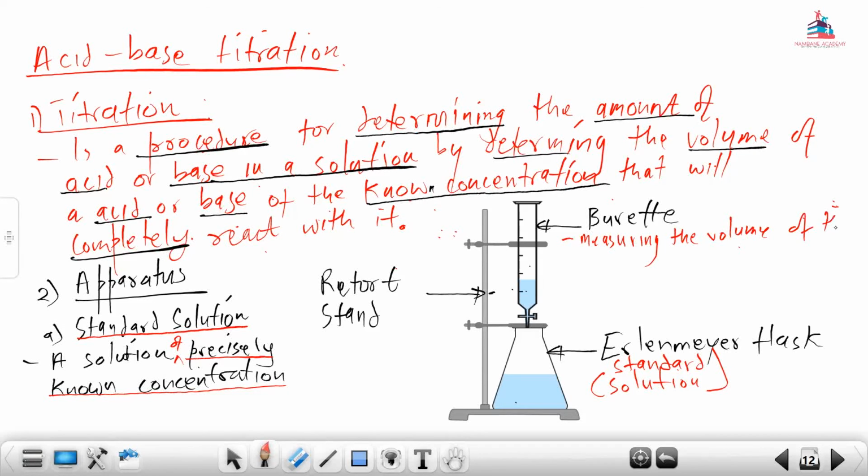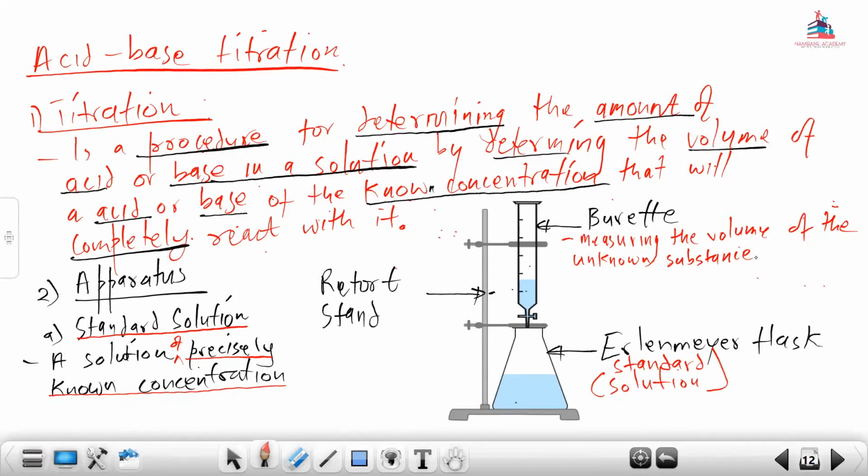of the unknown substance. That is why we have now the burette. We precisely know the concentration of the standard solution, but we now use the burette to measure the volume of the unknown substance.